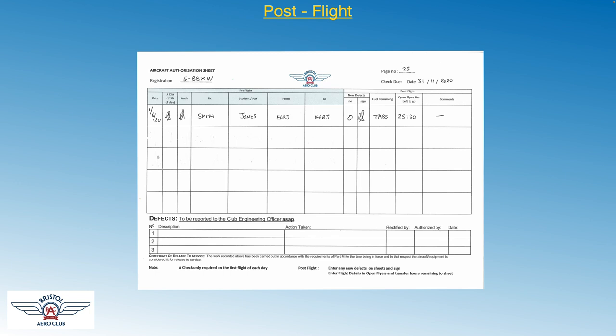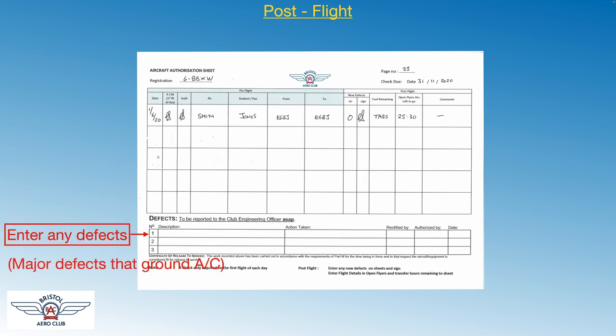So back to our auth sheet then. Any major defects, say you'd had something like a tyre burst or an oil leak, something that's going to ground the aircraft, you put that in there, and also again make sure you tell us. No defects, you just sign there, or put the number of defects that you've raised at the bottom there.